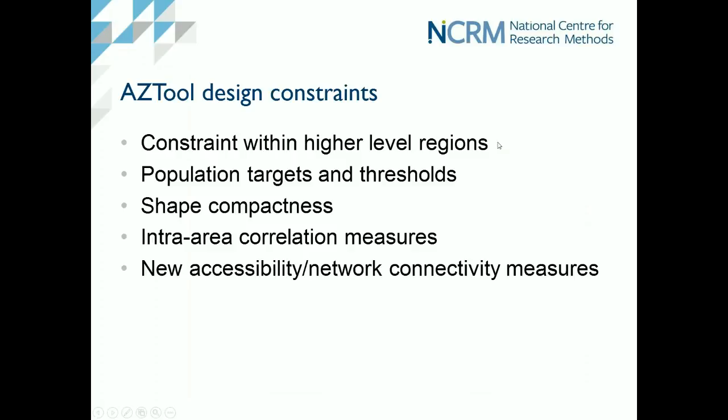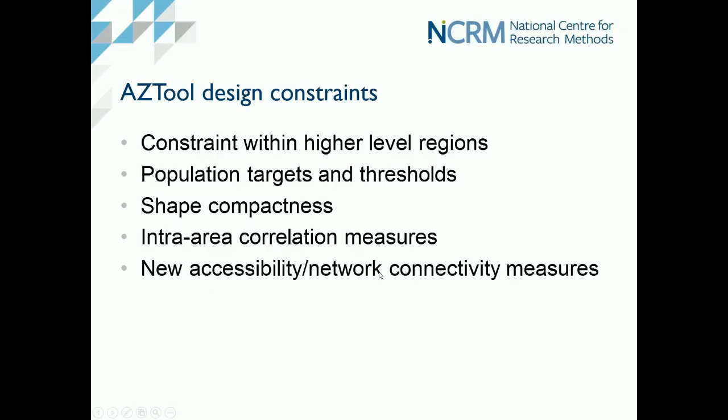So we could add constraints, higher level regions, we could play with more population targets, we could put a second population variable in, we could put something like households in there and so on and meet both of these. We could play with shape compactness, we could play with inter-area correlation for homogeneity.